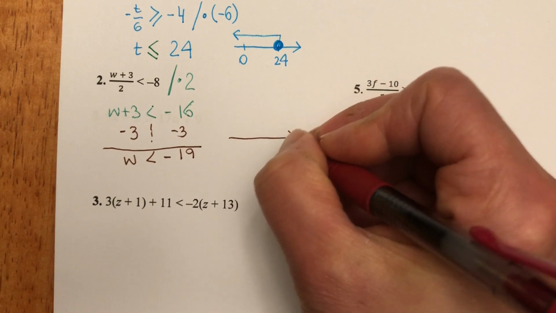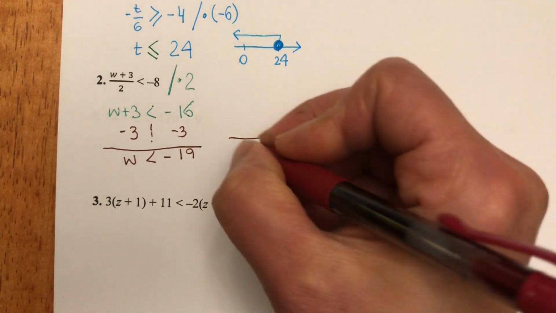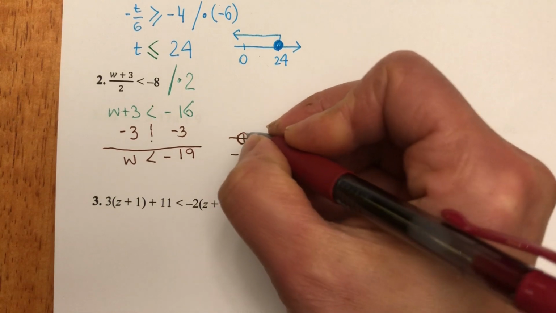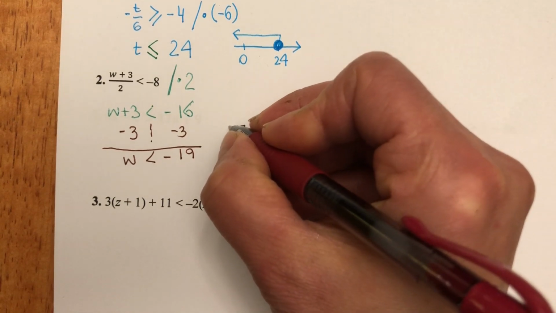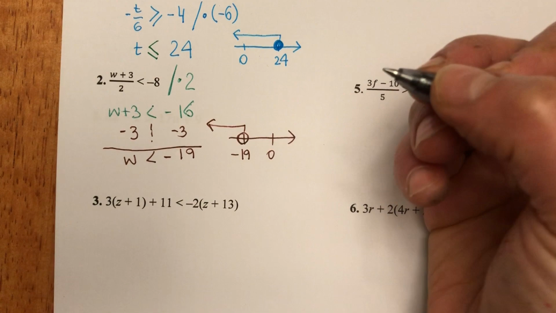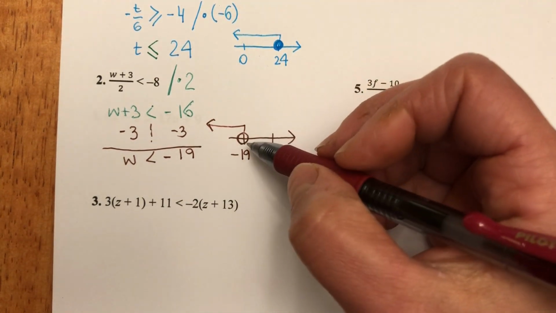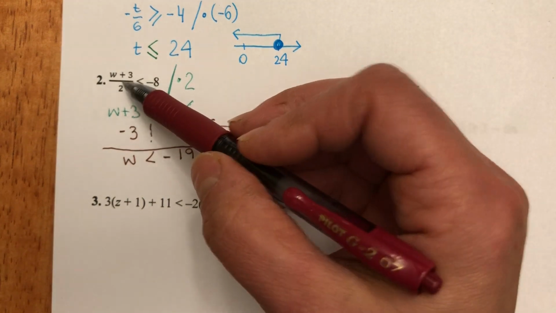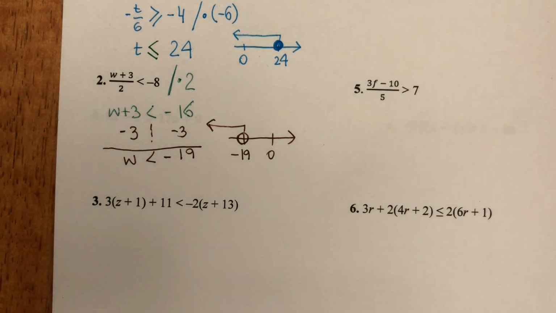I am going to put it on the number line. 0 is somewhere here, -19 is somewhere here. The circle is open, and my inequality sign is pointing this direction. Notice if I take any number that is less than -19, I will get a true statement, right in here.